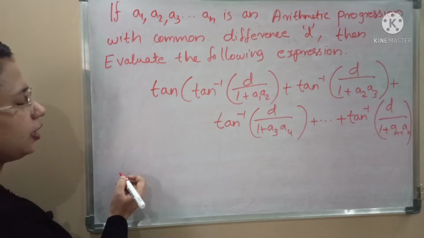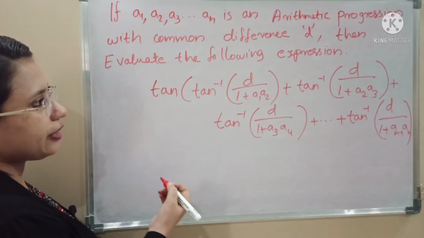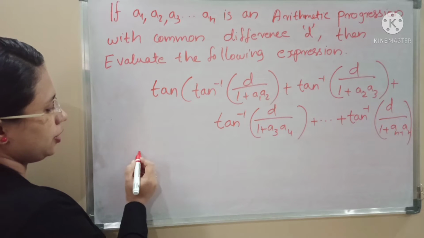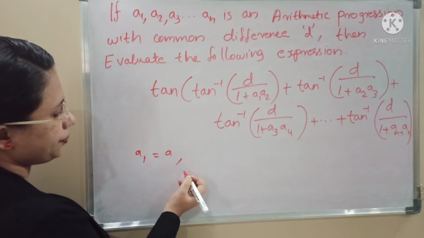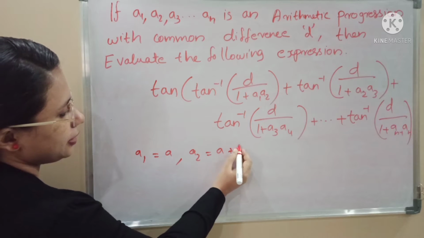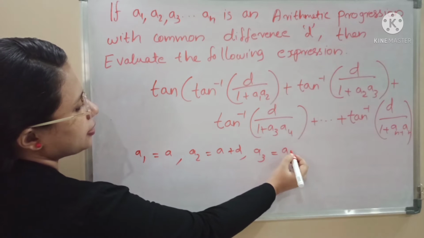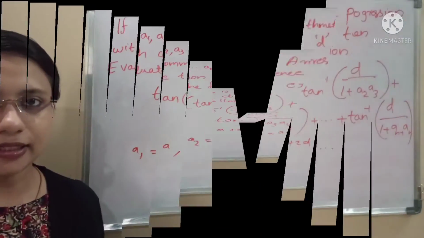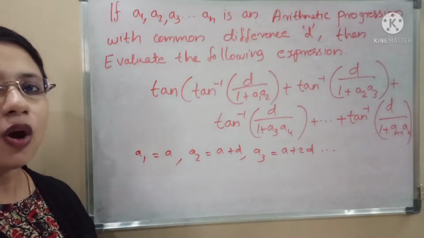So first of all, we know how to define a particular term in an arithmetic progression. So a1 will be the same as a, right? So a2 will be a plus d, a3 will be a plus 2d, etc. Right? Okay. So from this, how to find out the common difference?